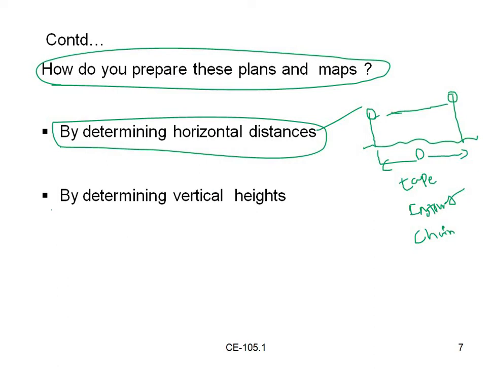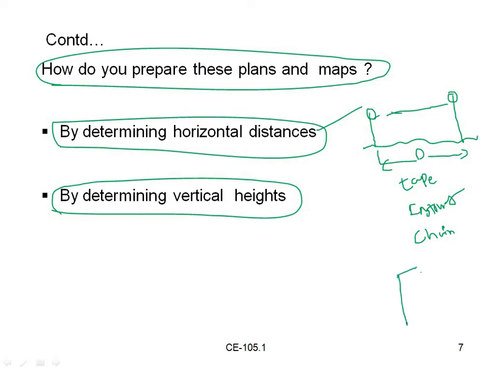Next, by determining vertical heights, we will also find out the vertical heights. What do we mean by vertical height? Suppose you see a building or an electrical pole. If you want to measure the height of this building, how will you take this measurement? We have to take the help of an instrument.